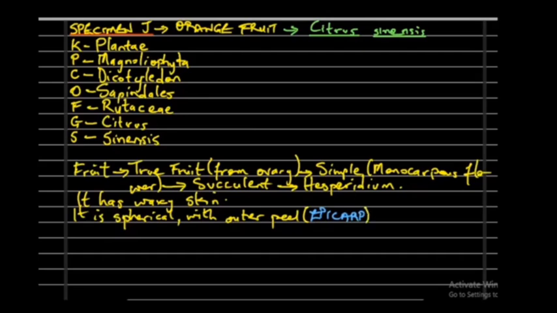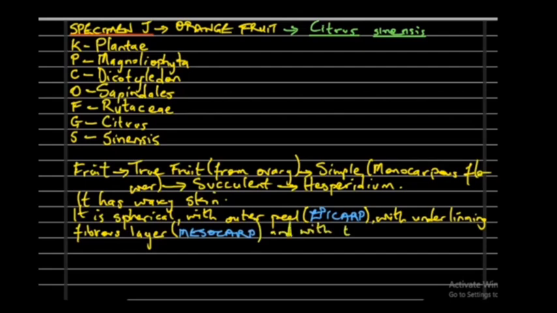And then with an underlying fibrous layer. The fibrous layer is called the mesocarp. And with the juicy part, we call the juicy part the endocarp.